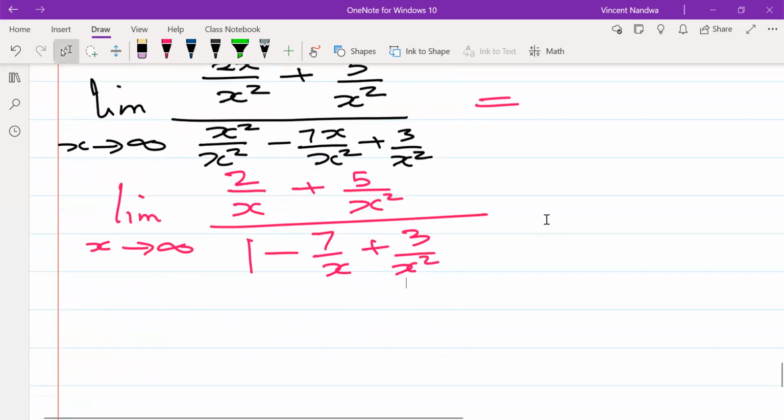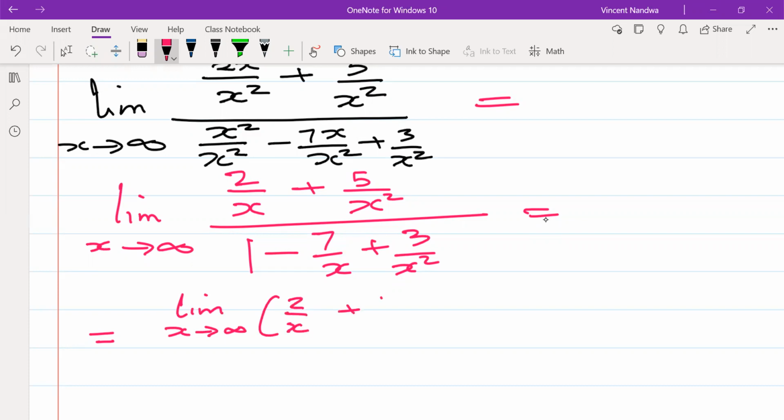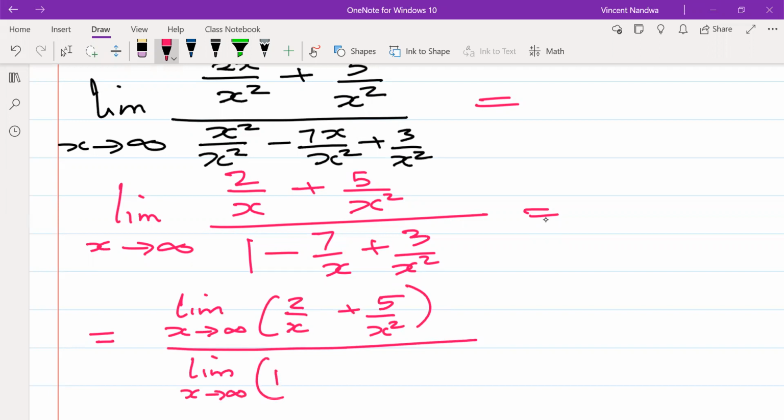And then here we apply the limit laws. If you have a quotient, we said the limit of a quotient is the same as the quotient of limits. You remember? So we get the limit of the numerator and also the limit of the denominator. So the limit as x approaches infinity of 2 over x plus 5 over x squared, divided by the limit as x approaches infinity of 1 minus 7 over x plus 3 over x squared. That one you agree from what we did in the previous session, limit laws.